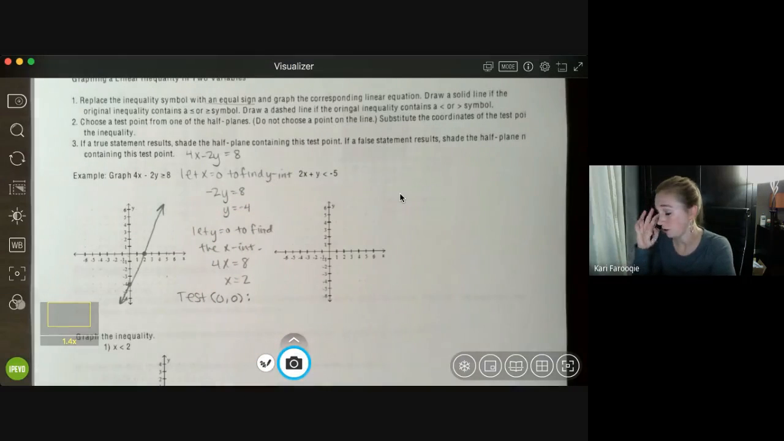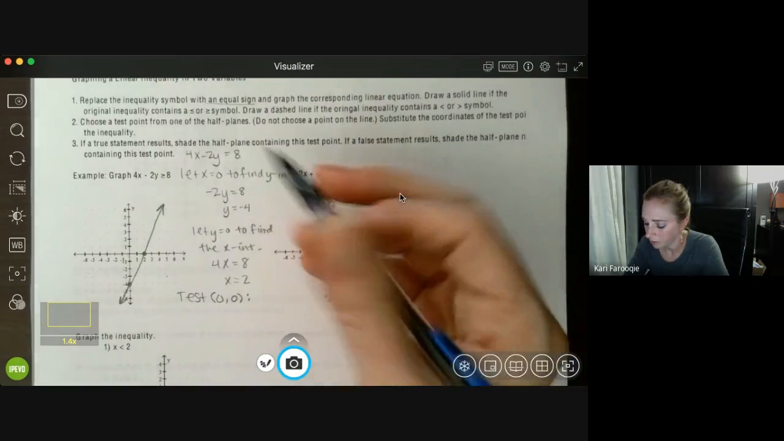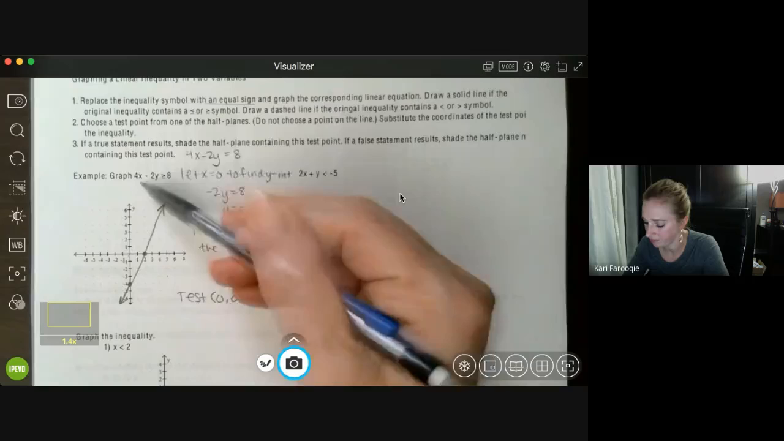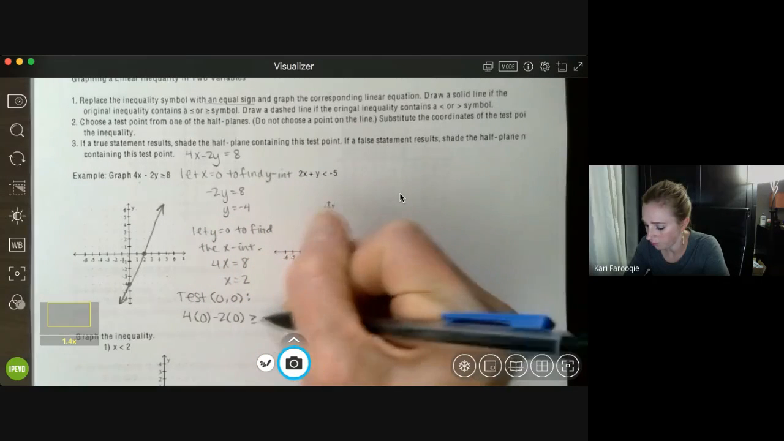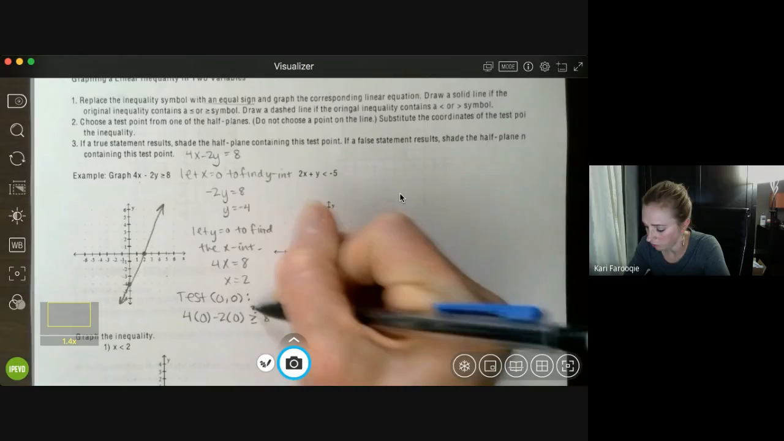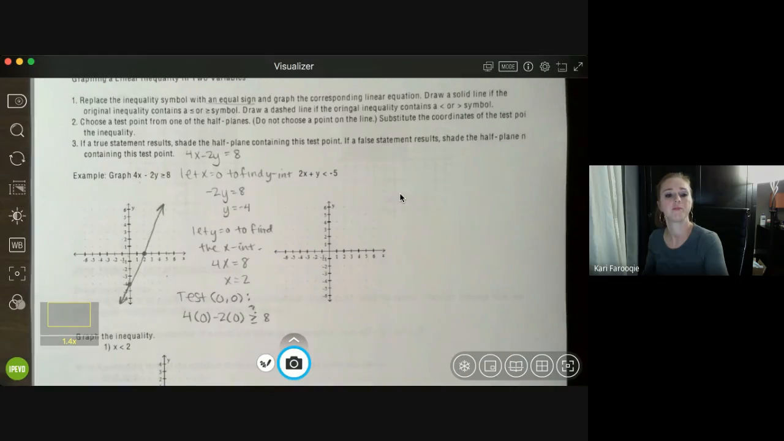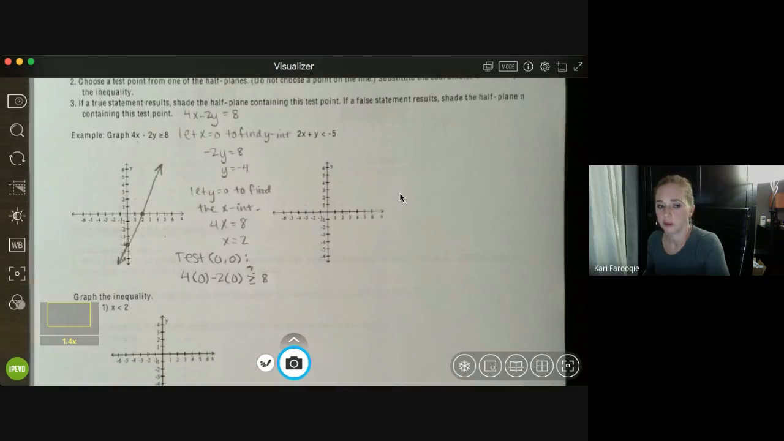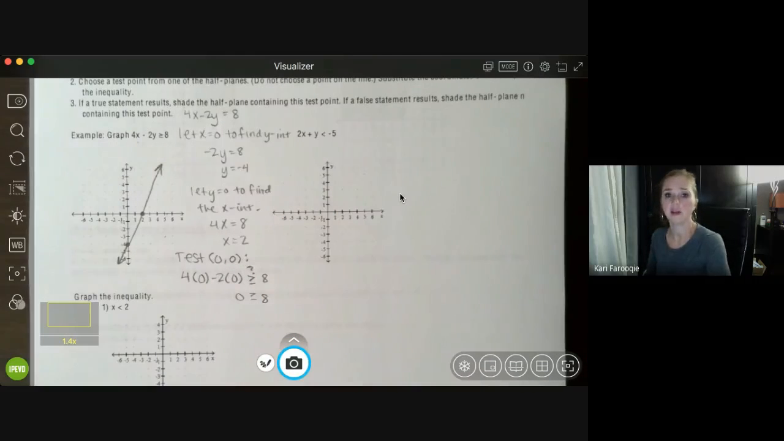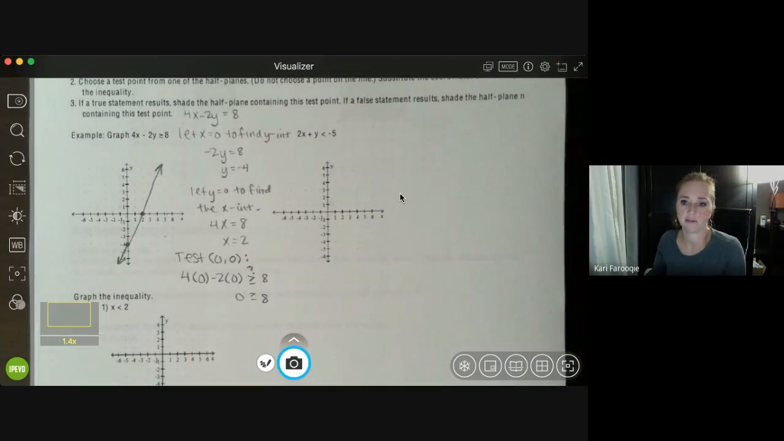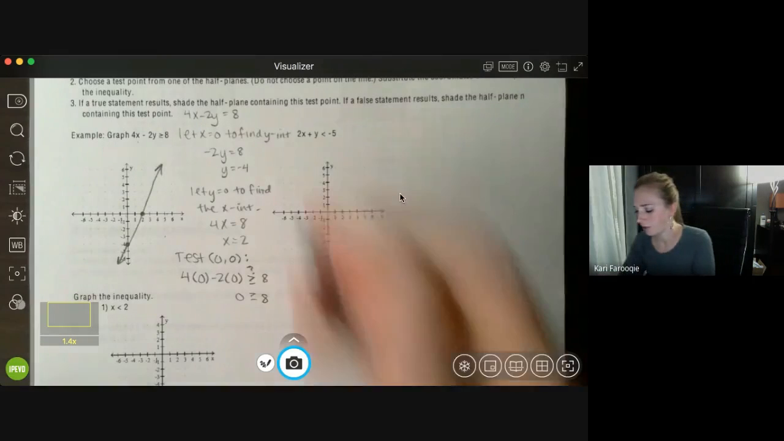And I'm going to determine if the region that contains 0, 0 makes a true statement. So I'm going to go back to my original inequality, and I'm going to let x be 0, and I'm going to let y equal 0. And I'm going to ask myself, is this inequality true? And when I take 4 times 0 minus 2 times 0, I get 0. And I get this statement, 0 is greater than or equal to 8. Is that true? No, 0 is not greater than or equal to 8. So this is not true.